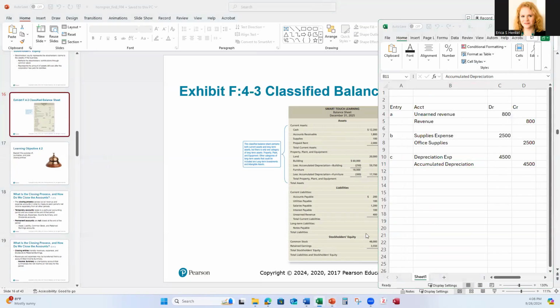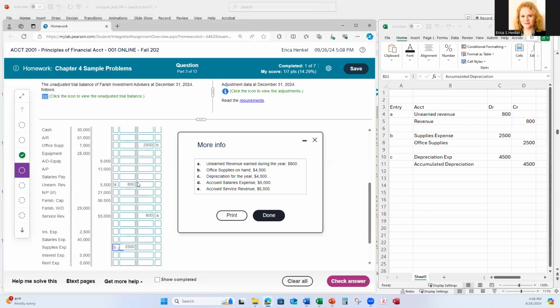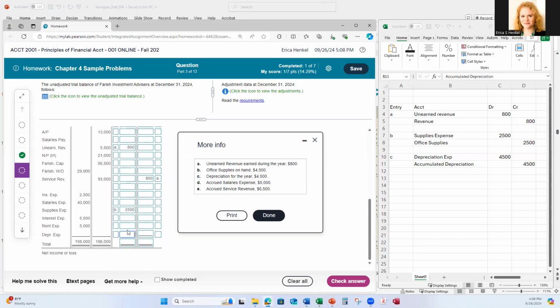So going back to our accounts here, crediting that account. So we're going to go up here, credit accumulated depreciation. We only have one account here, so it's got to be that one. And that's going to be entry C. So we have that credit part. Now we need to do the debit, which will be in depreciation expense here. All right, so we've got that.